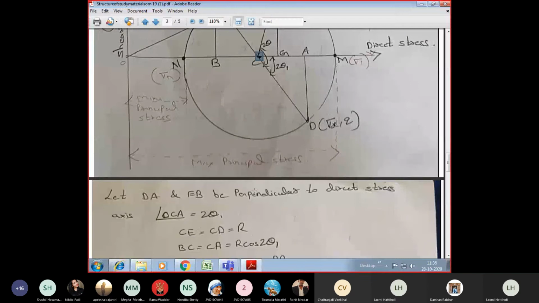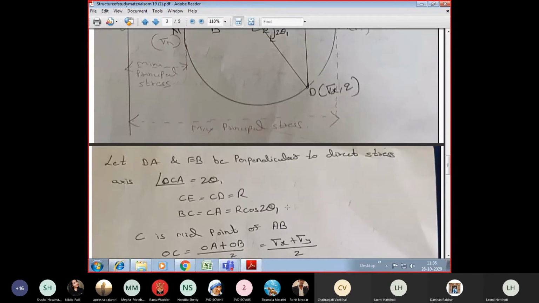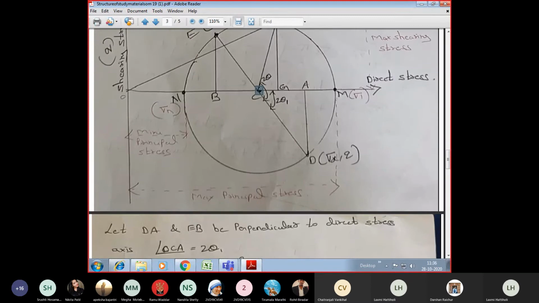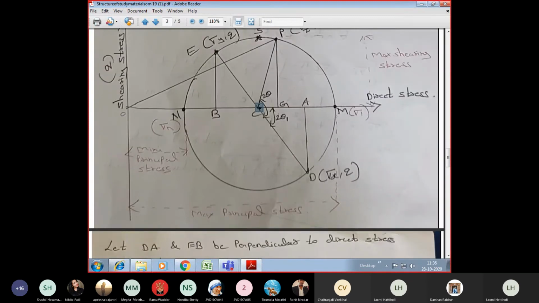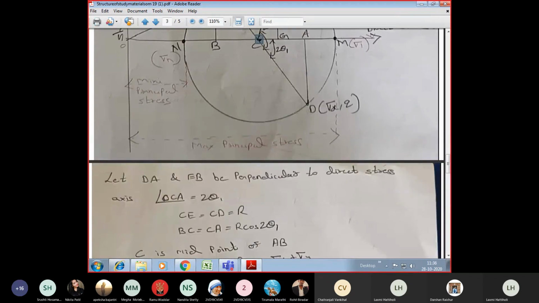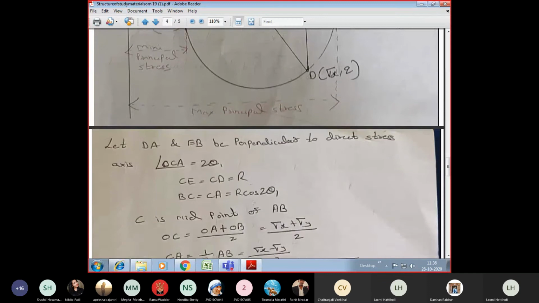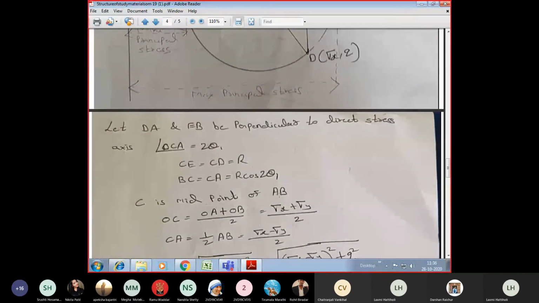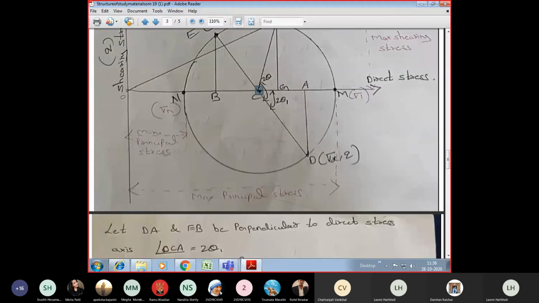Similarly, in this particular triangle, I can say BC or CA is equal to R cos 2 theta 1. Right? You can observe this triangle. BC is equal to R cos 2 theta 1. When a triangle is given to you, you know how to apply sine and cos. Right? Now, C is the midpoint of AB. We know this. You can see the graph. C is the midpoint of AB.